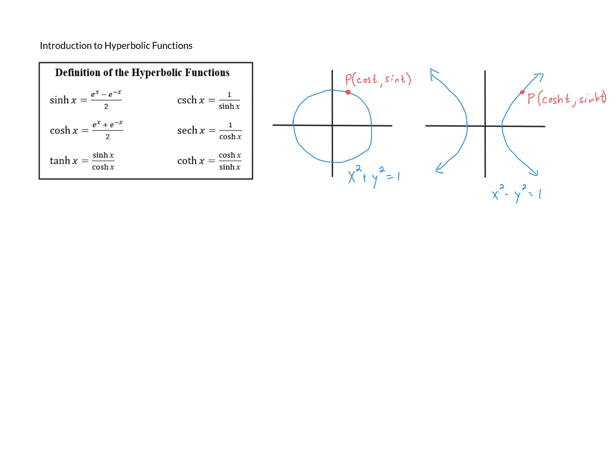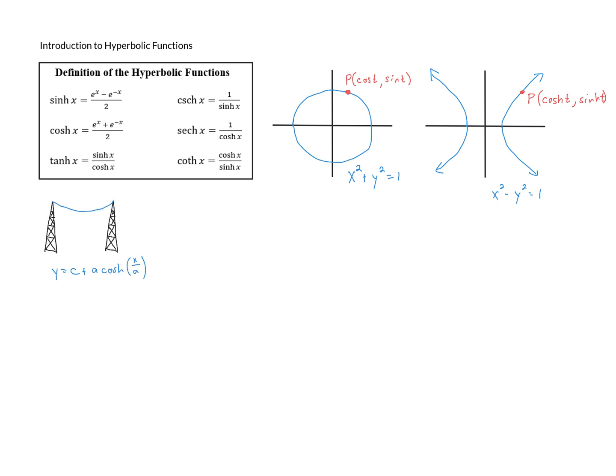So I want to give you a few examples to finish off this video, and then in the next video I want to show you some of the hyperbolic identities that are going to look similar to trigonometric identities. But let's start by looking at some examples of where we might encounter these in the real world.